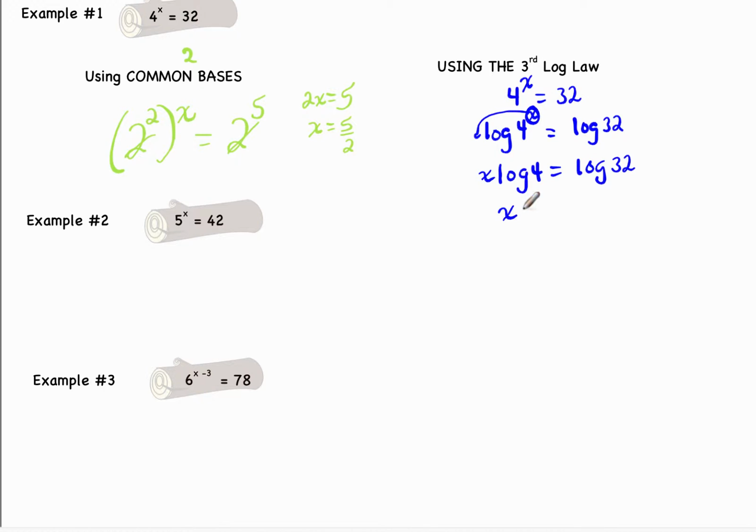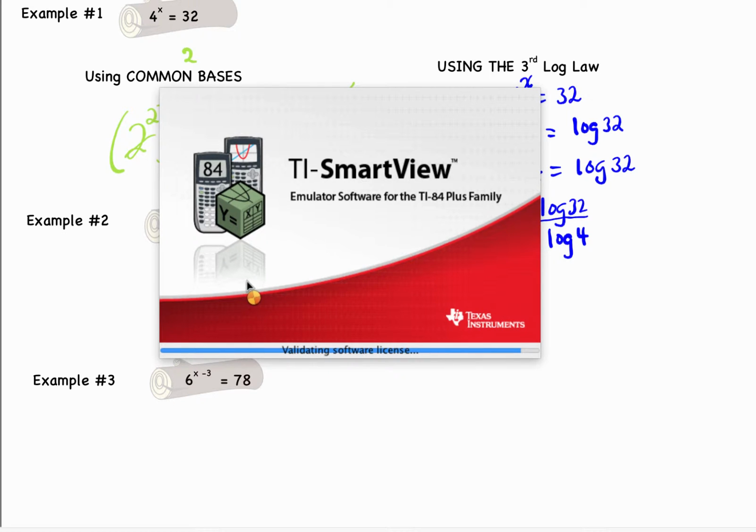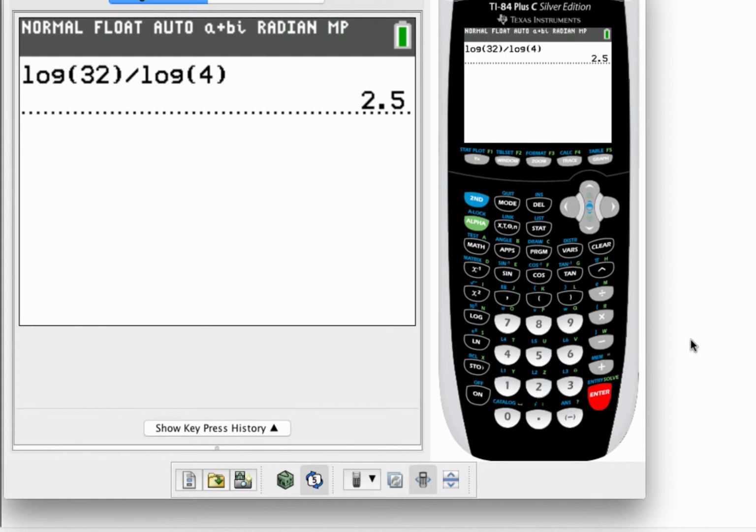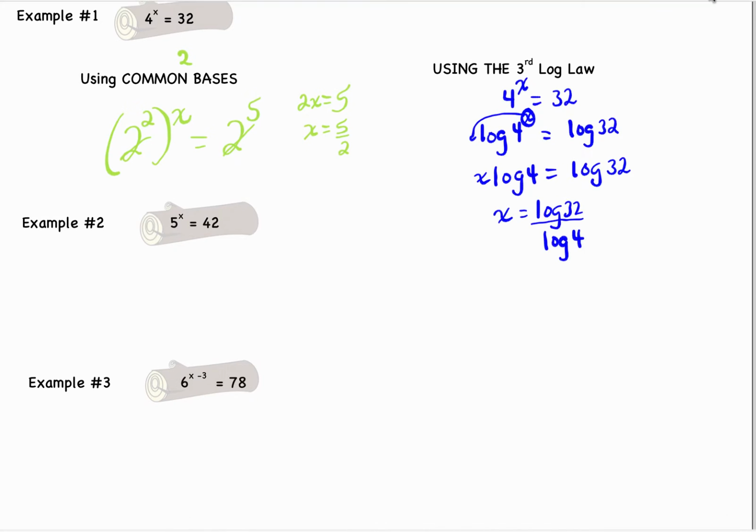Well, I perform basic algebra, and I take the log of 32 and divide it by the log of 4, and this is where the calculator comes in. All I have to do is press that lovely logarithm key. Log of 32 divided by the log of 4 gets me 2.5. Bingo.